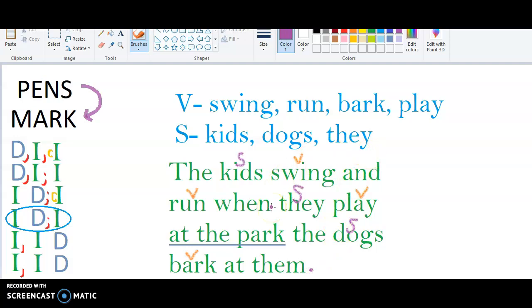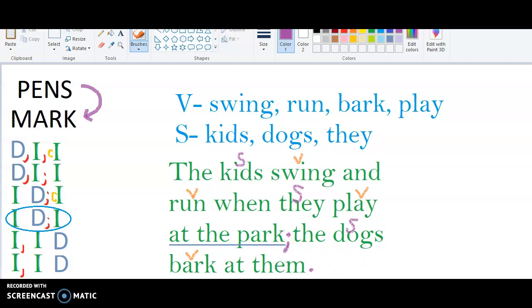Next I need to check my punctuation. Did I remember my semicolon? The kids swing and run when they play at the park. I forgot it. Semicolon. The dogs bark at them. Okay, so I did that step.